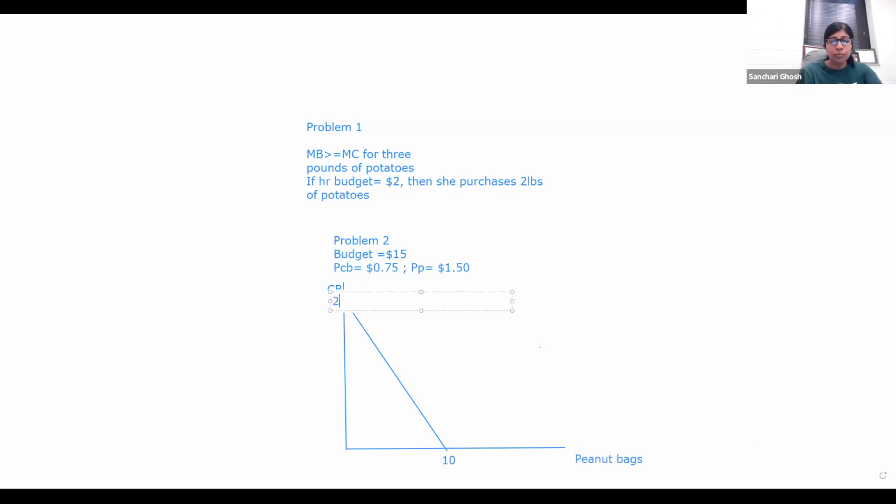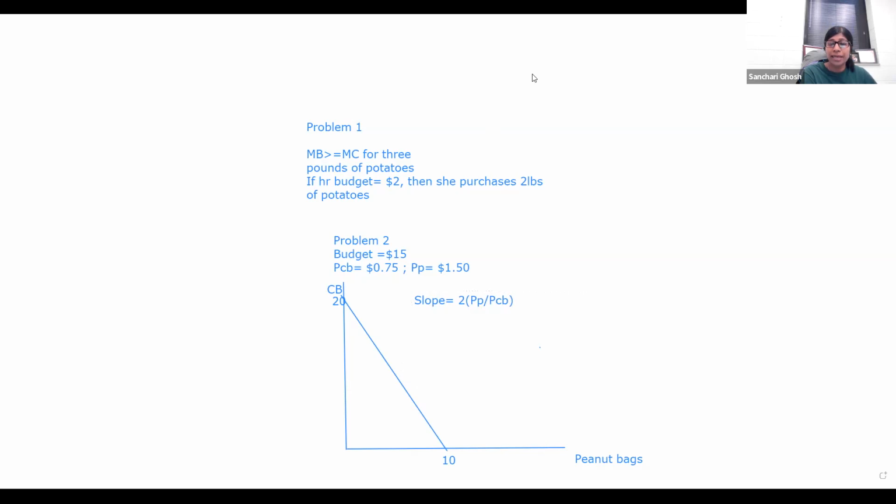So as you can see, because I put candy bars on the vertical axis, the slope is going to be 2. That's given by 20 divided by 10. You can say that, but more importantly, it's also the price ratio. Slope equals 2 here, given by the price of peanut bags, which is on the horizontal axis, divided by the price of the candy bars. Okay? The price ratio also gives us the slope. But if I had drawn candy bars here, the slope would have been 1/2.